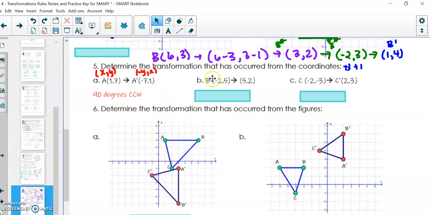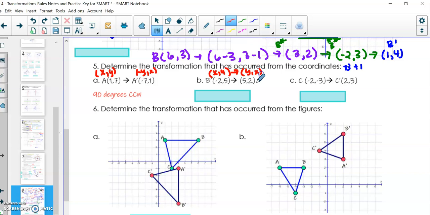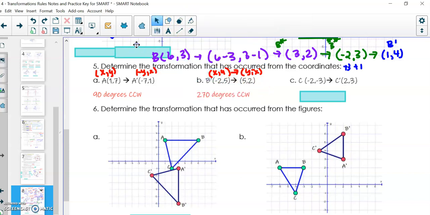So let's take a look at B and C. B is negative 2, 5, and it becomes 5, 2. So once again, remember, this is your x, y. I can definitely see the order has changed, so it has become y comma x. Now this time, my original y value became my x value, but its sign stayed the same. And it was the x value that has a new sign. So this is y, negative x. Y, negative x is the rule for 270 degrees counterclockwise, or 90 degrees clockwise.